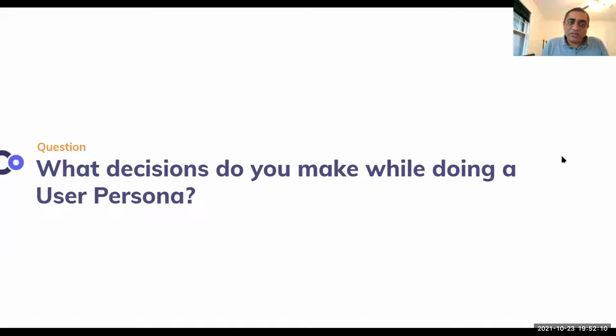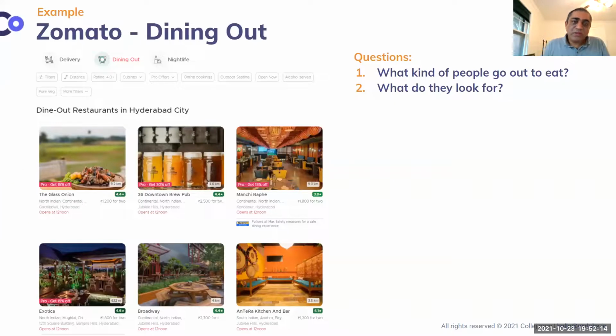Okay. So let's go on to the next slide. Right. So when you think about Zomato, the questions that you're looking at are: what kind of people go out to eat? What do they look for? Now imagine if you were the designer for Zomato. These are the two key questions that you would think about, right? So let's go on to the next slide.